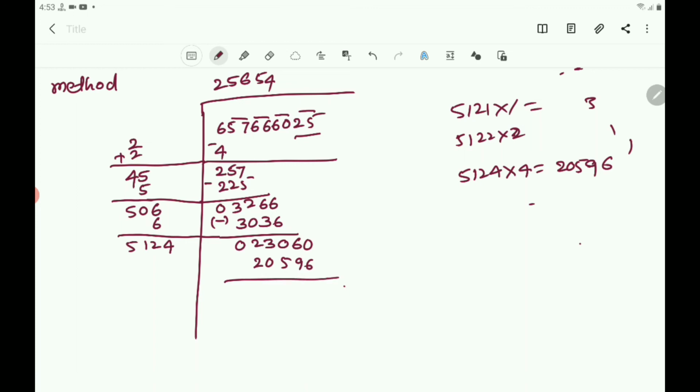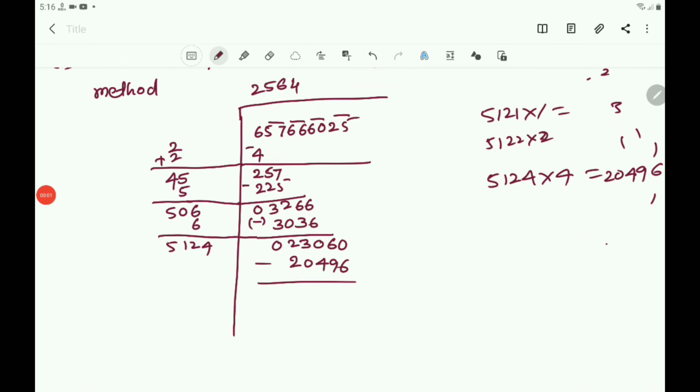Then you subtract. 10 minus 6, 4. 15 minus 9, 6. 9 minus 4, 5. 3 minus 2 minus 0, 2. And 0 you will get. Next you take the next group, that is 2 5. Then here you add 4, becomes 5128.